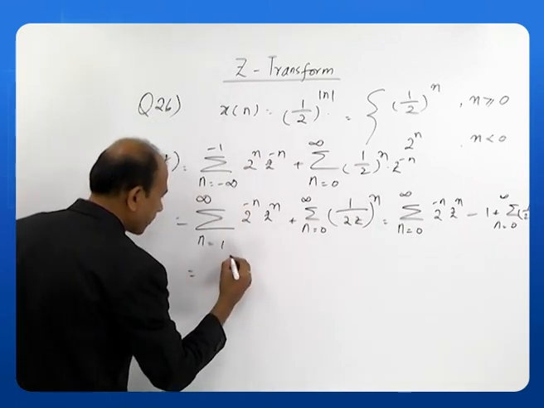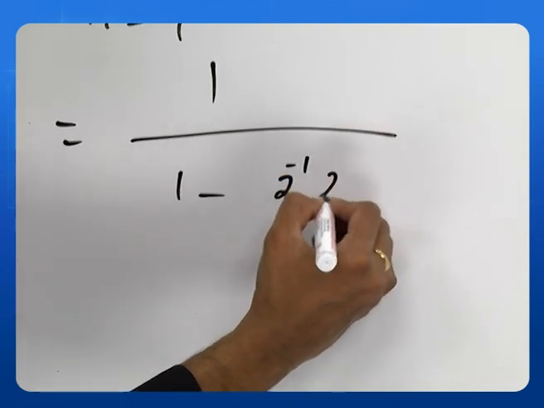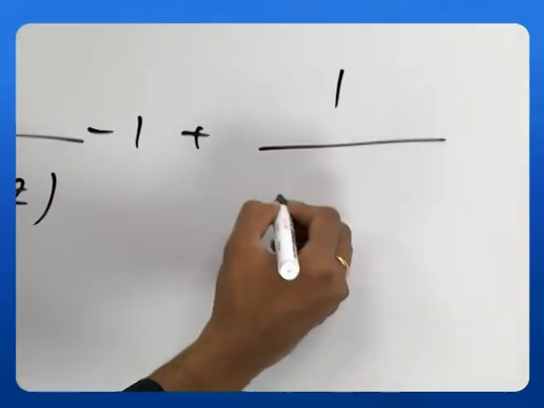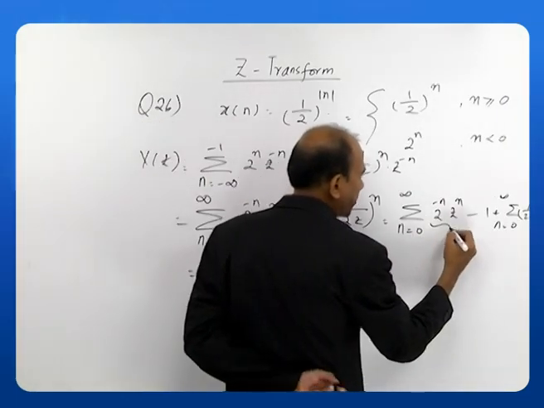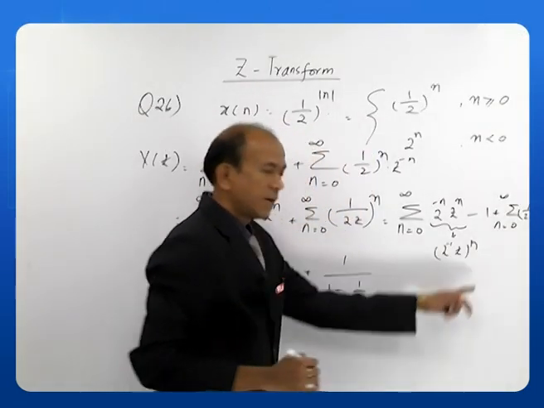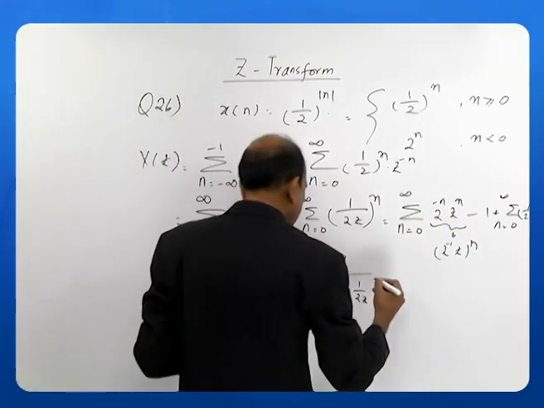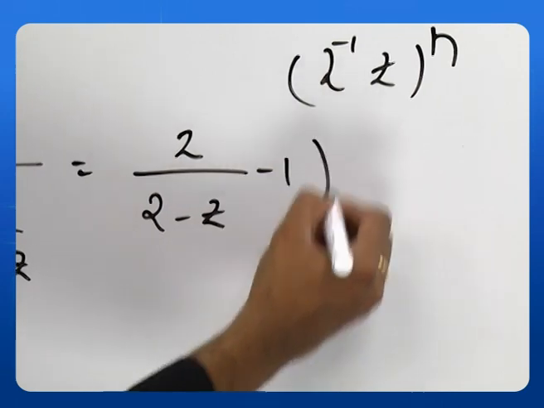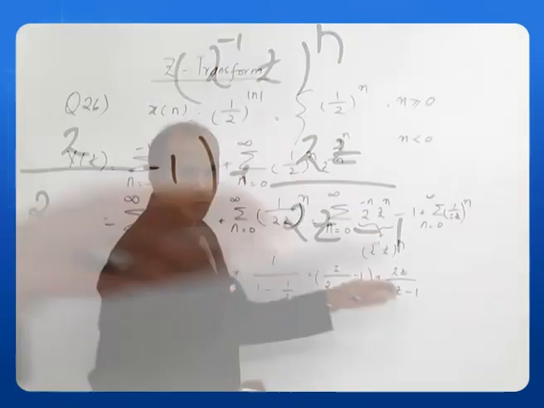This will be equal to 1 by 1 minus z by 2, minus 1, plus 1 by 1 minus 1 by 2z. So this actually we have to translate. So I can write this as whole to the power of n. This is what we have written here. So once you put that in the formula, this becomes automatically understandable. So we can simplify this further. So this will be equal to 2 by 2 minus z, minus 1, plus 2z by 2z minus 1. This is what we got here.